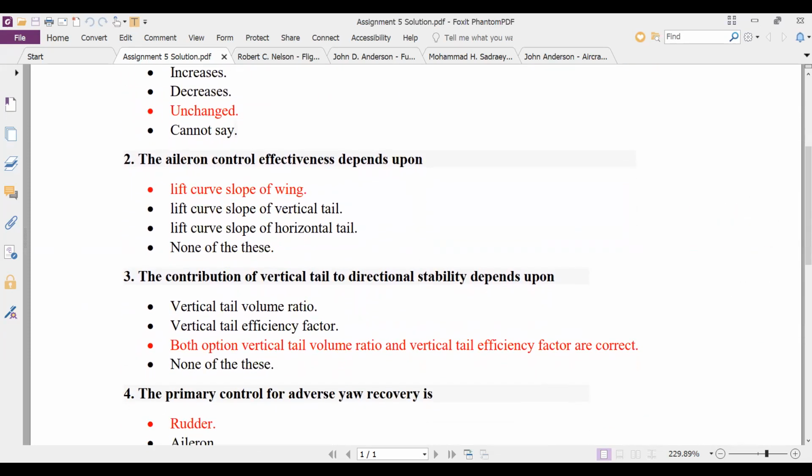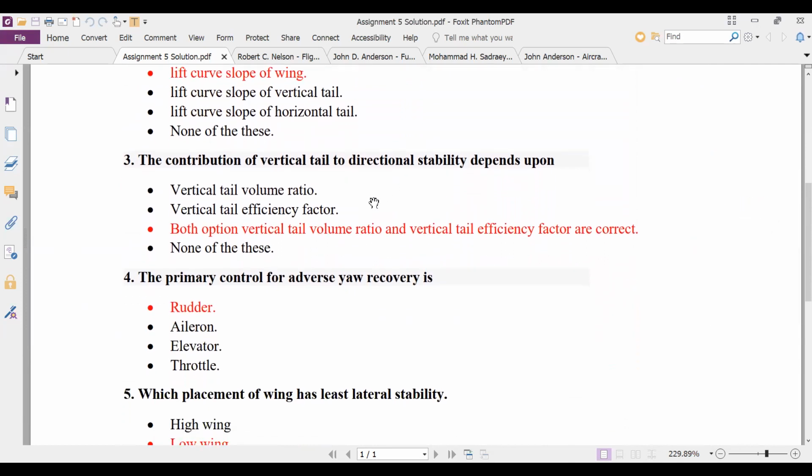So the contribution of vertical tail to directional stability depends upon vertical tail volume ratio, vertical tail efficiency factor. All right. And the answer is that it depends upon both of them. So I'll go to you one by one. What is vertical tail volume ratio?